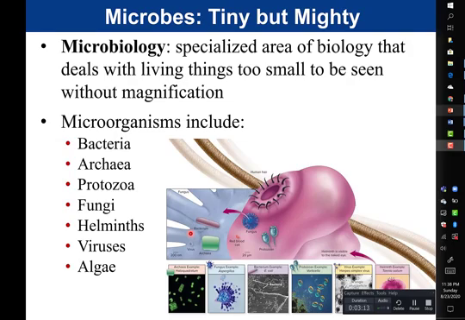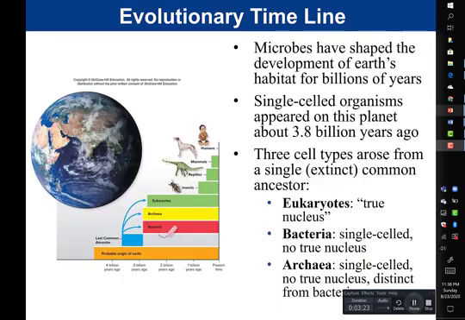What we're going to look at now is what these different groups of organisms have in common, and what they have as differences. Microbes have shaped the development of the Earth's habitat for billions of years. The Earth is approximately 4.6 billion years old, and that is when the Earth began.